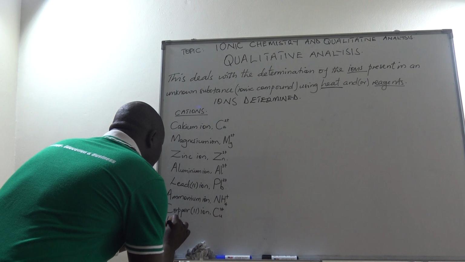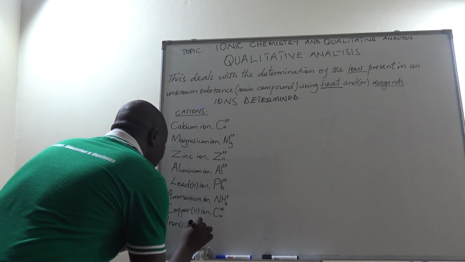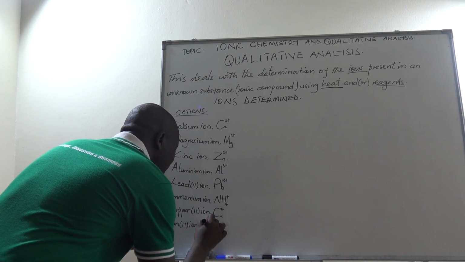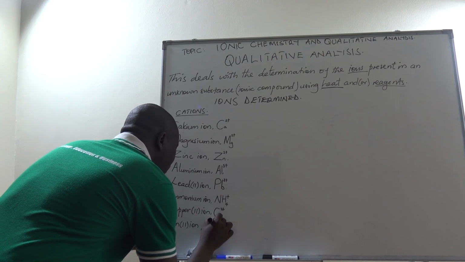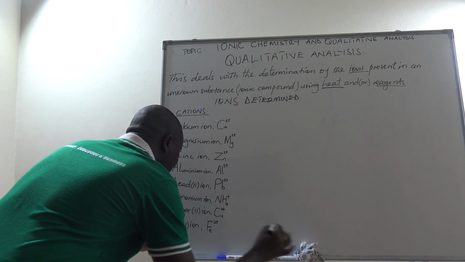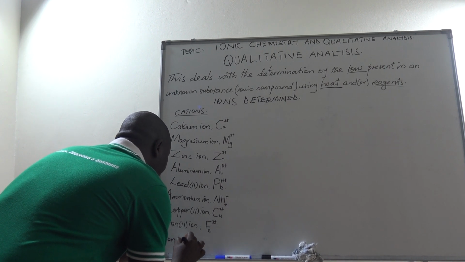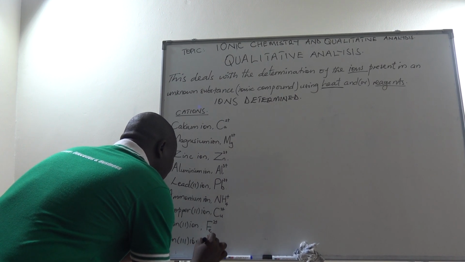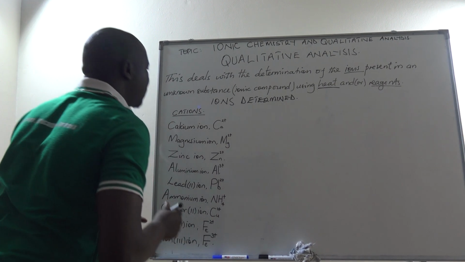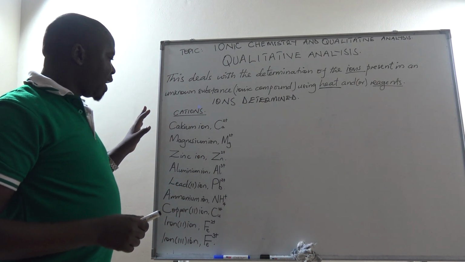We have iron 2 ion, and that is capital F, small e, 2 plus. And the last one in this case is iron 3 ion, that is capital F, small e, 3 plus. So we have in this case 9 cations that we deal with at this level.